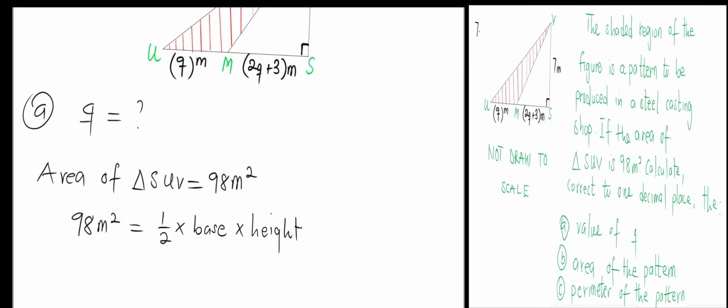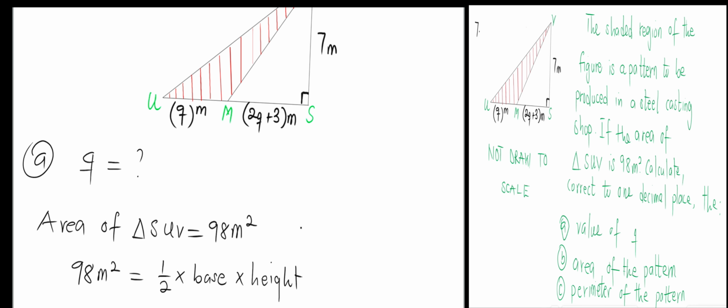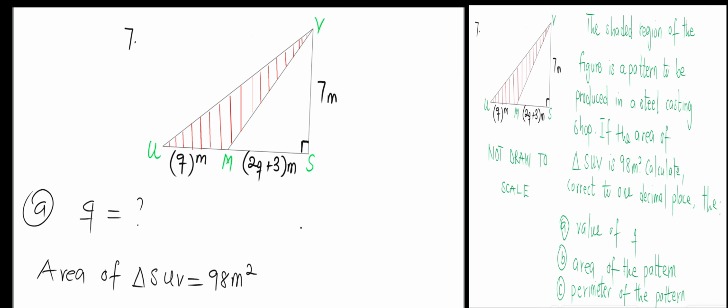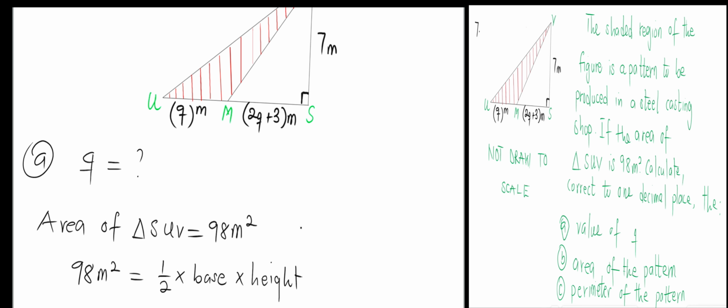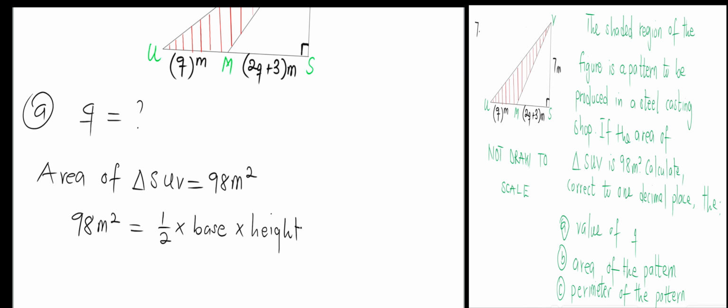So looking at triangle SUV, what do you think will be the base? You could see that the base is UM plus MS. So the base becomes Q plus 2Q plus 3. Okay, so the base here is equal to Q plus 2Q plus 3, and that is the base length.